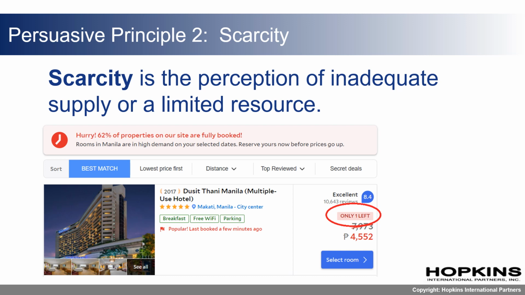Look at the picture from agoda.com. They deliberately use the principle of scarcity to make it seem like the rooms are quickly running out, even if there may be thousands of rooms left to book on their website.